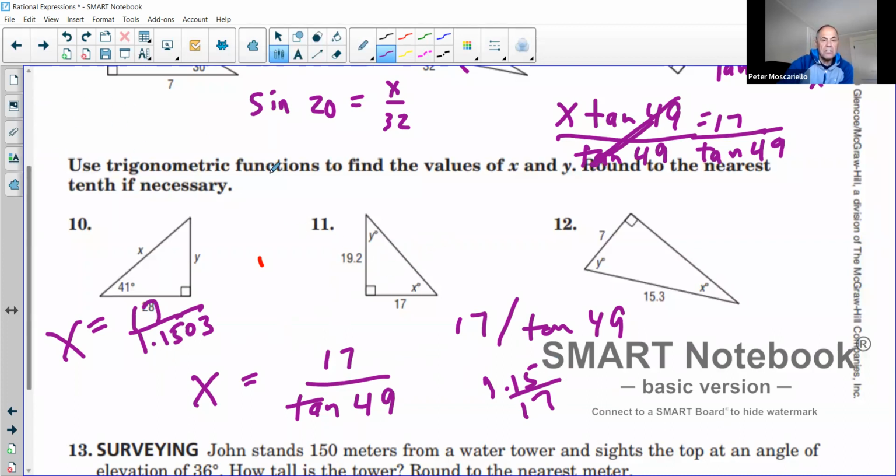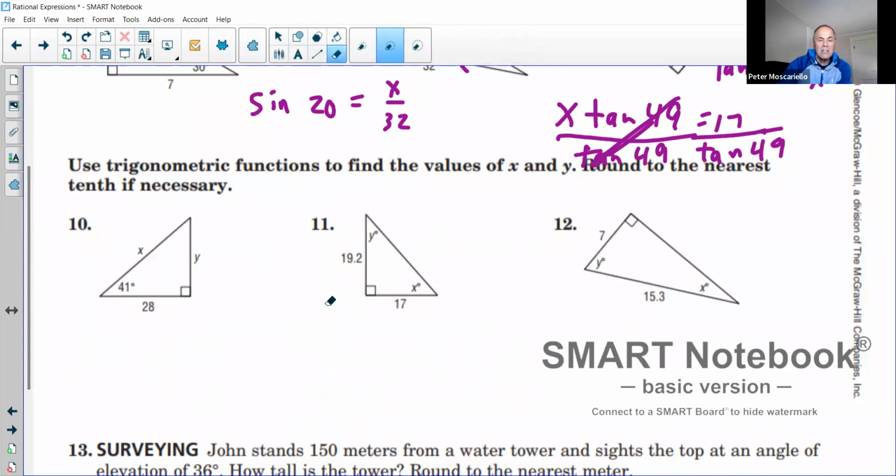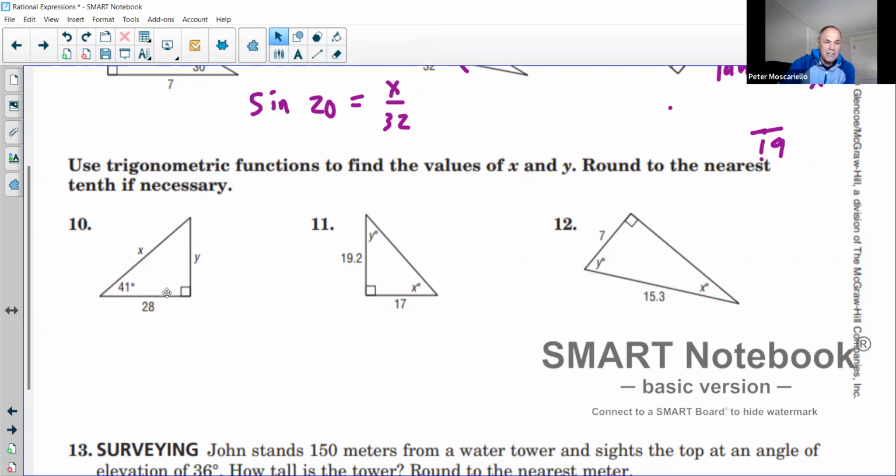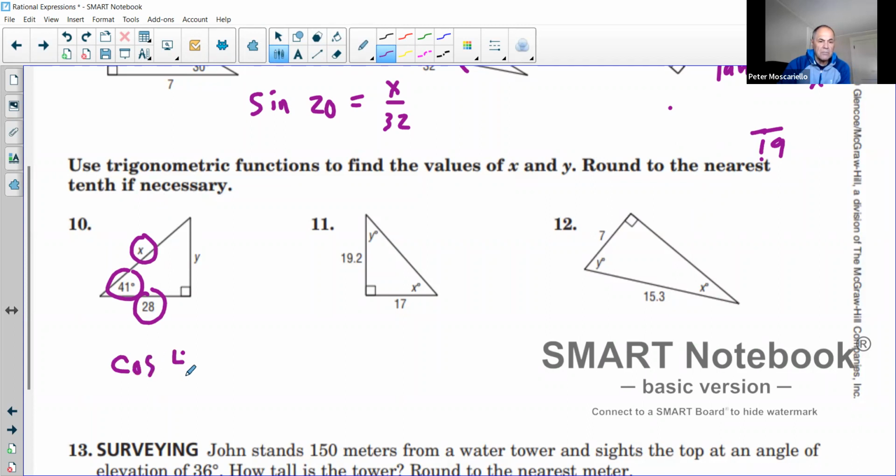Okay, let's go on to some of these lower ones here. I use trigonometry to find the values of x and y. Oh, okay. So we're going to find x and y. Which should I find first? Doesn't matter. Let's say x first. Well, for x, what have I got? I've got an angle and I've got this side. So for this angle, I've got adjacent and hypotenuse. That's cosine. So cosine 41 equals 28 over x.